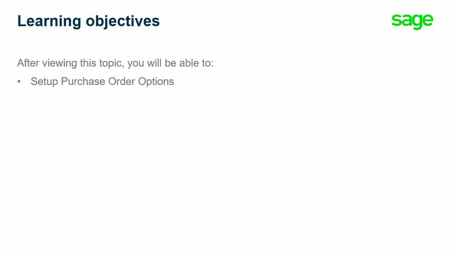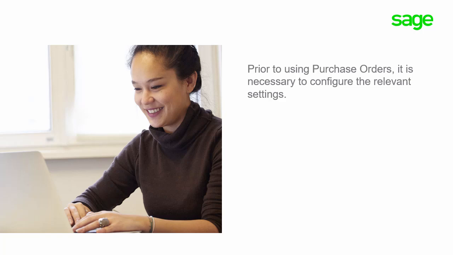few minutes, we will explain what the purchase order options are and we'll show you how to set them up. Prior to entering transactions and purchase orders, it is necessary to configure the relevant settings. In the Options screen, you will find 3 tabs.